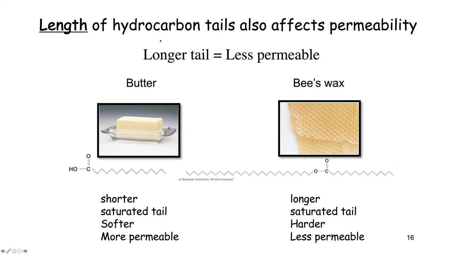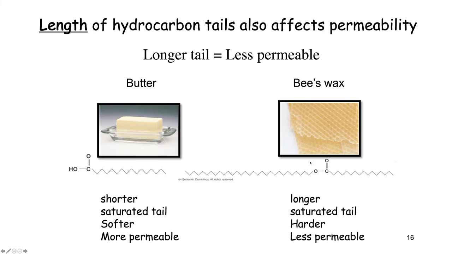Lastly, the length of hydrocarbon tails also affects permeability, such that longer tails are less permeable. So for example, if you look at the fatty acids that make up butter versus the fatty acids that make up beeswax, those fatty acid tails that we're looking at here, these little zigzags, are much longer on beeswax than they are on butter. And because butter has these shorter saturated tails, those shorter tails make the butter softer, and overall it's more permeable. Whereas beeswax has these longer tails that make it harder and stiffer and overall less permeable.